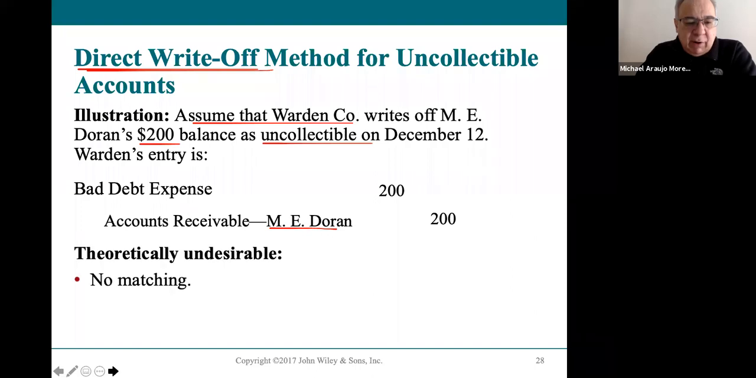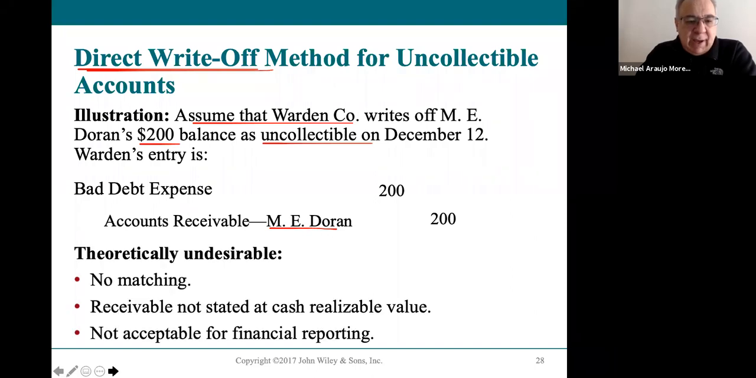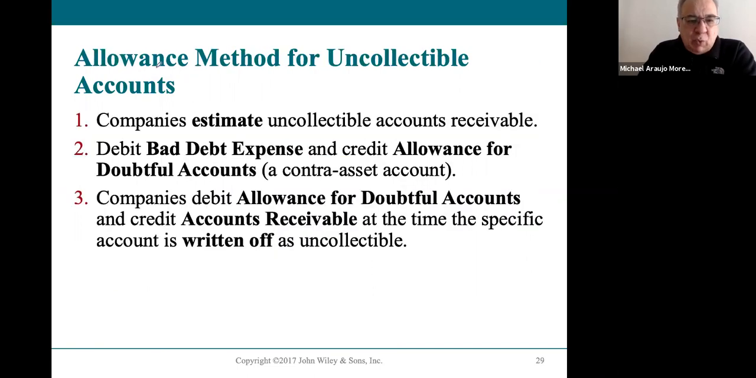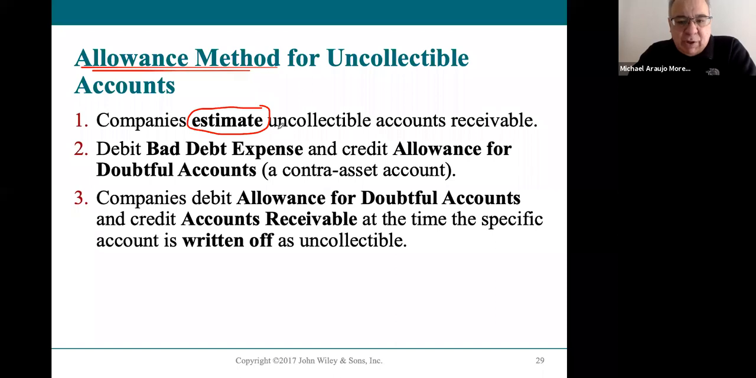It's a little bit more difficult to do that for corporations, because for financial reporting, we have to follow the rules of GAAP. So what does that require of us? It requires us to put together something called an allowance method for uncollectible accounts, which means that once a year, usually before we close the books, we estimate how much of our receivables are going to be uncollectible. We estimate it for the next year.